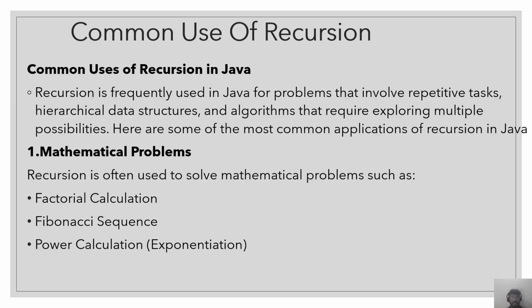Common uses of recursion in Java. Recursion is frequently used in Java for problems that involve repetitive tasks, hierarchical data structures, and algorithms that require exploring multiple possibilities. Here are some of the most common applications of recursion in Java. First one, mathematical problems. Recursion is often used to solve mathematical problems such as factorial calculation, Fibonacci series, and power calculation, that is exponential.